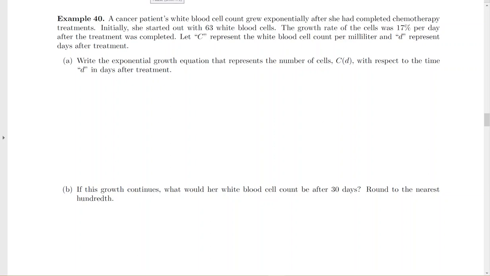In this problem, we have a cancer patient's white blood cell count that grows exponentially after she's completed chemotherapy treatments. Initially, that's a good thing to know, she starts out with 63 white blood cells. So right now I know it's an exponential growth, so I'm looking at this formula, y equals c(a) to the x. All right, I know my initial amount is 63, and that's white blood cells.